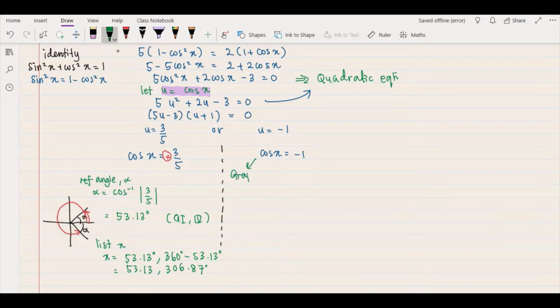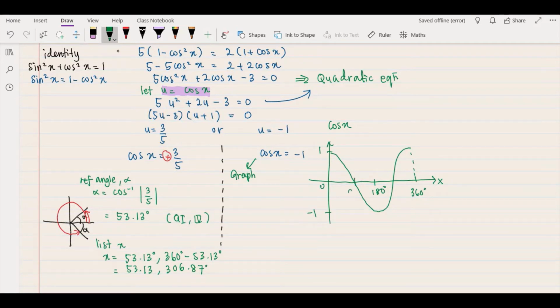We can just use our graph because we have cos x is equal to -1. So what we need to do is just draw our graph. So this is my x, this is my cos x. And again, the graph for cos x will start at the value 1, going downwards and then go back upwards, and it will stop at 360 degrees. Okay. So the maximum value is 1, the minimum value is -1.